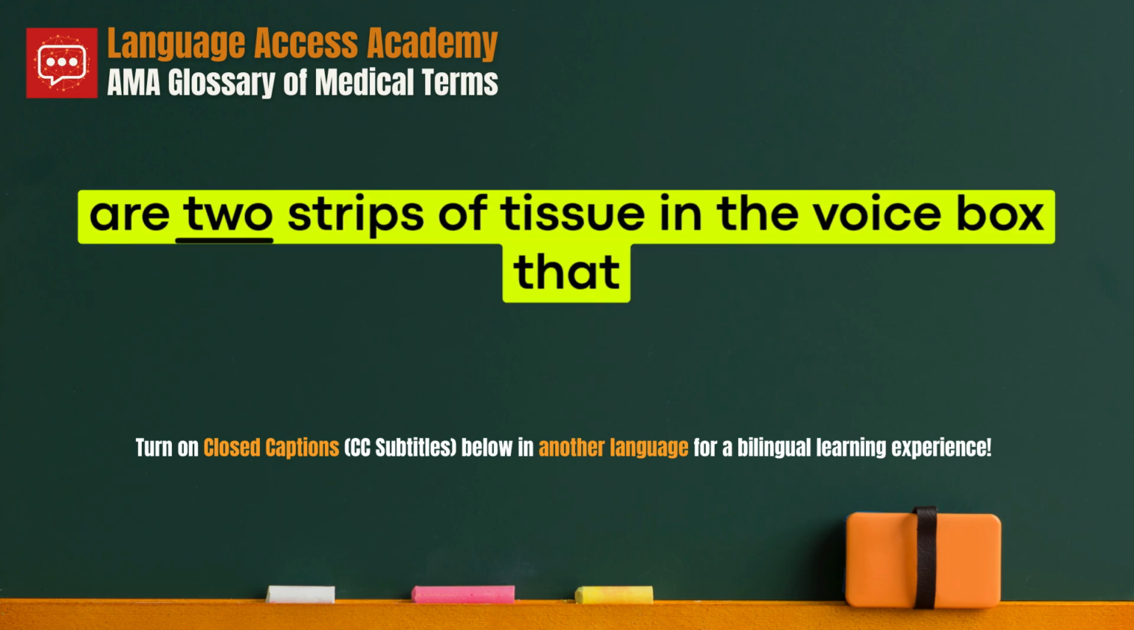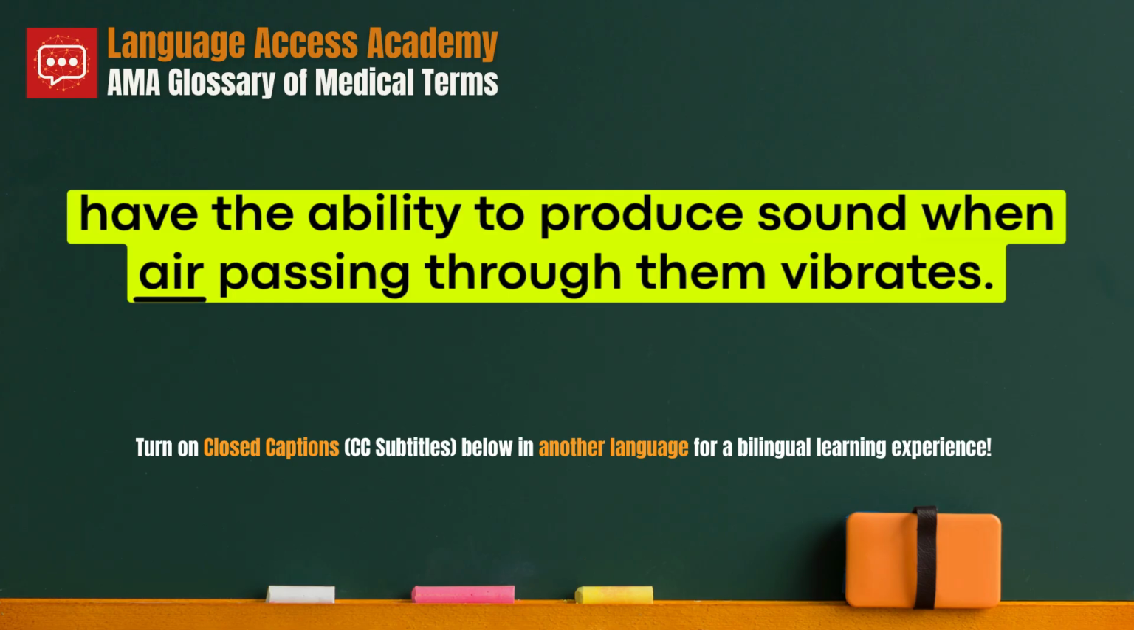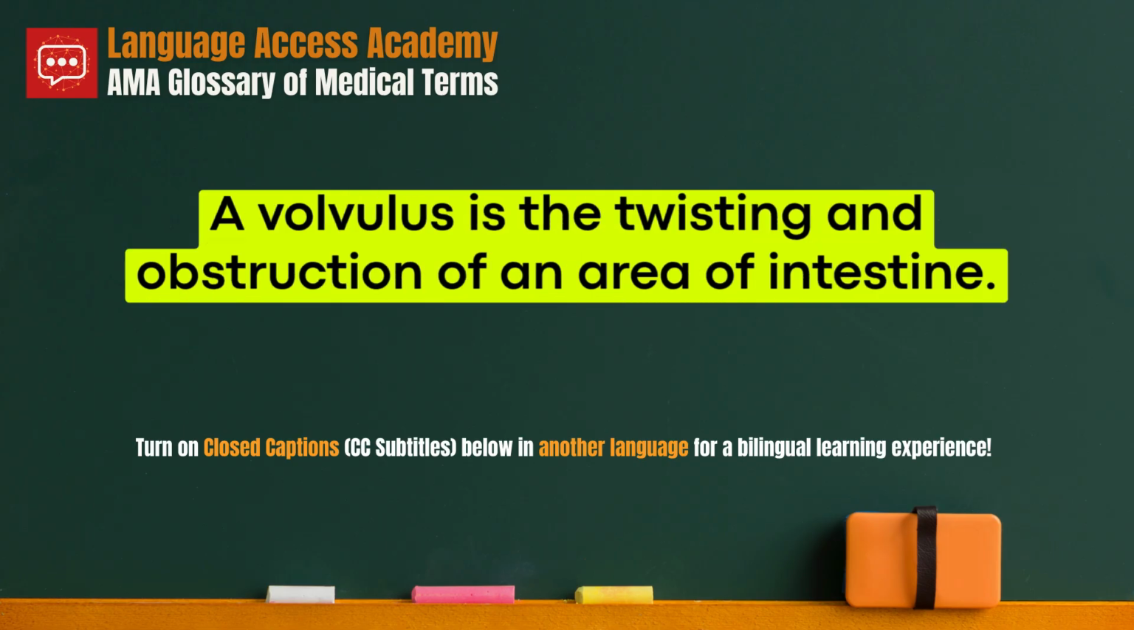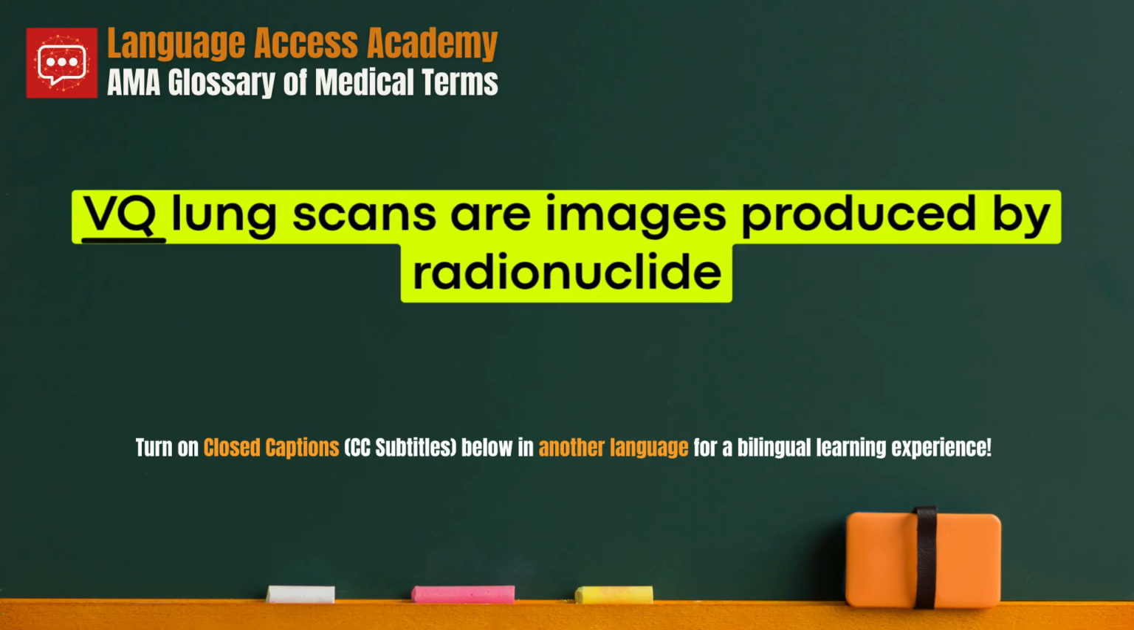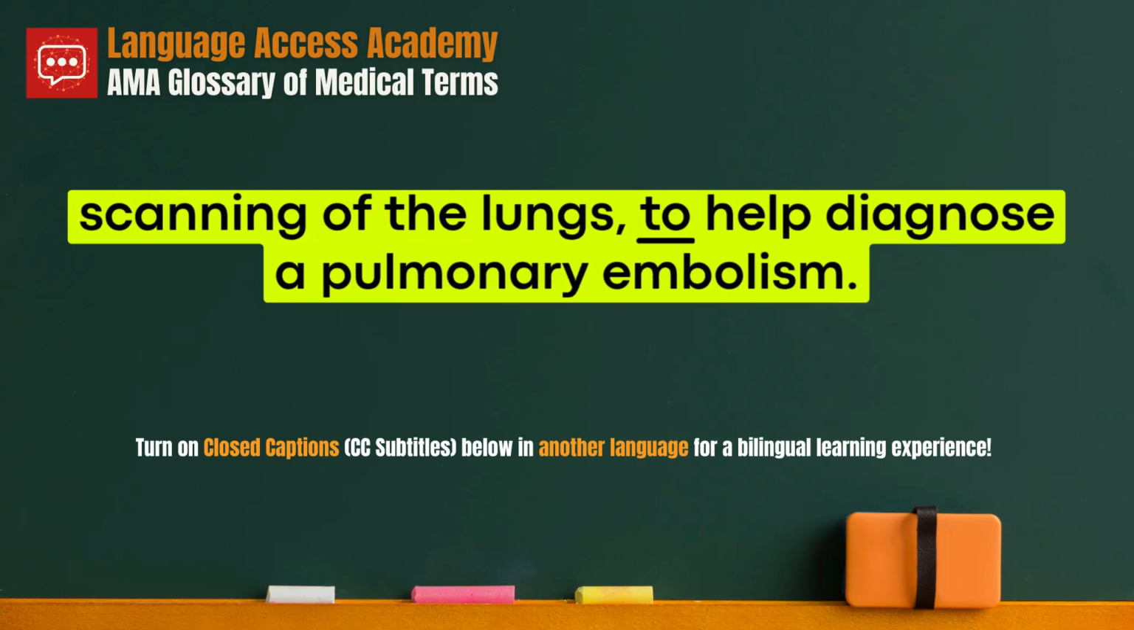The vocal cords are 2 strips of tissue in the voice box that have the ability to produce sound when air passing through them vibrates. A volvulus is the twisting and obstruction of an area of intestine. Von Willebrand's disease is a genetic disorder characterized by excessive bleeding. VQ lung scans are images produced by radionuclide scanning of the lungs to help diagnose a pulmonary embolism.